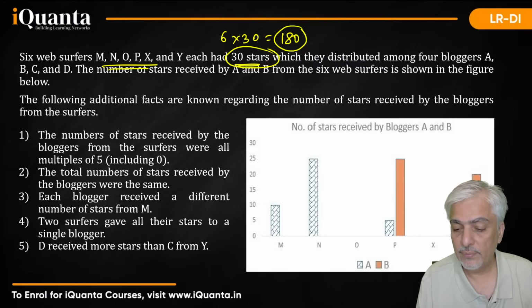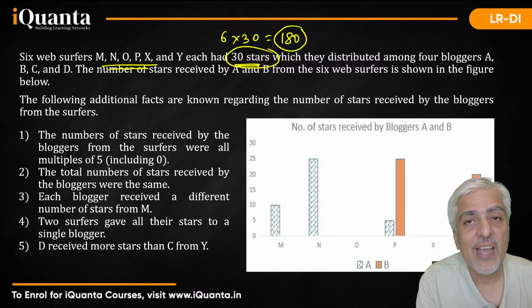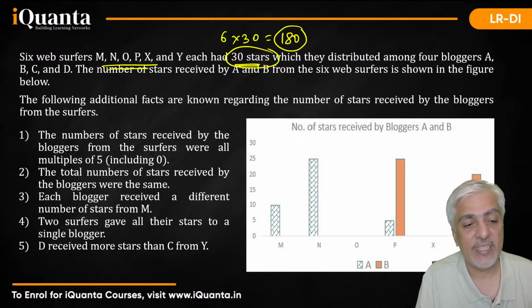Now, further, the following data: the number of stars received by A and B from the 6 web surfers is shown in the figure below. So, only from A and B, how much they have received has been shown in the data, not the whole data has been given. But at least from A and B, we have the whole data. So, a lot of data has been given directly.